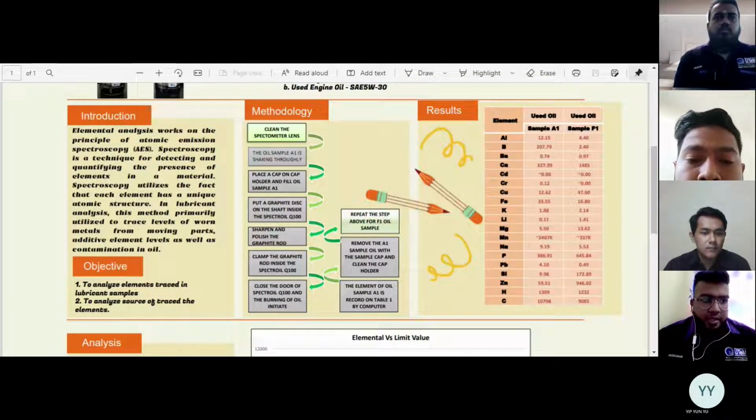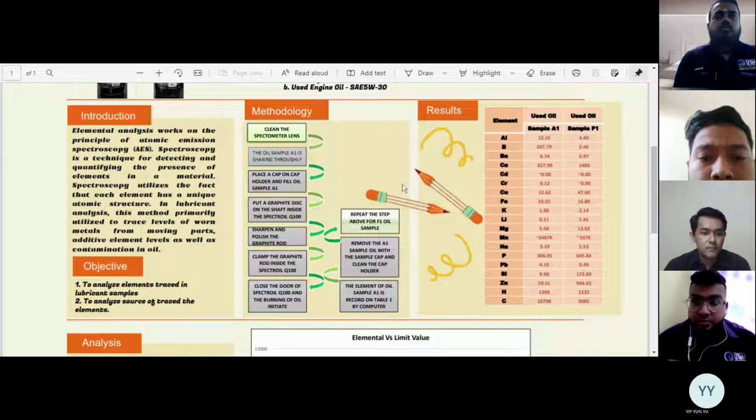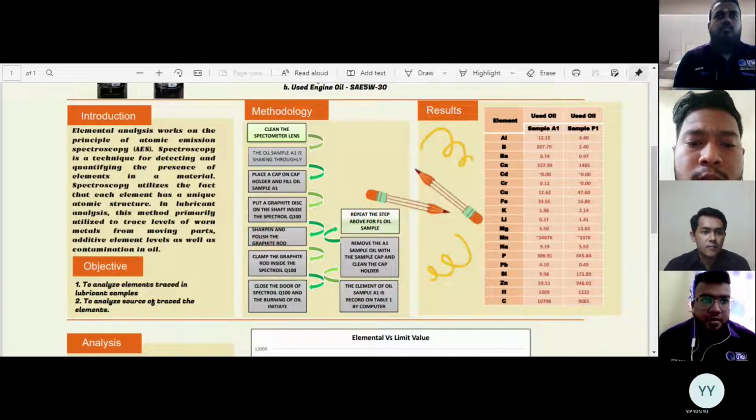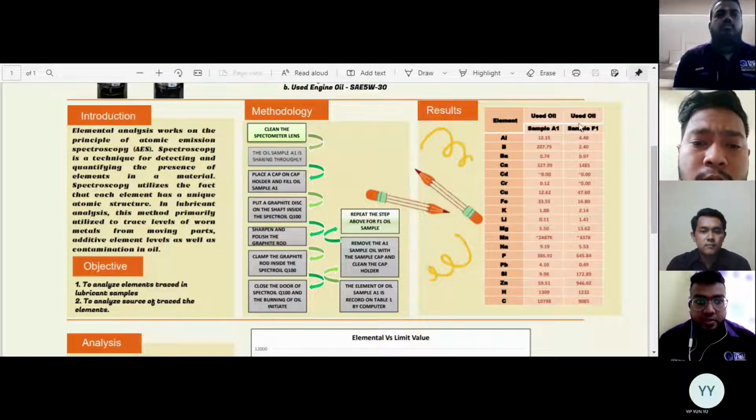Elemental analysis works on the principle of atomic emission spectroscopy, which can be shortened to AES. Spectroscopy is a technique for detecting and quantifying the presence of elements in a material. Spectroscopy utilizes the fact that each element has a unique atomic structure. In lubricant analysis, this method is primarily utilized to trace levels of metals from the moving parts, additive element levels, as well as contamination in oil.